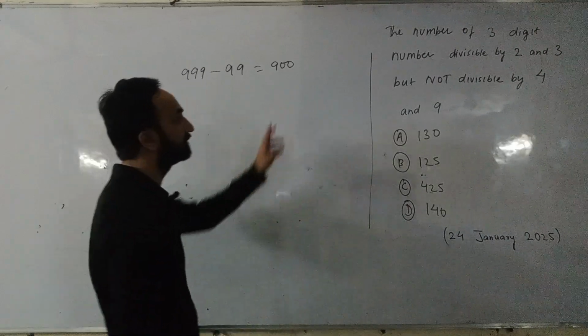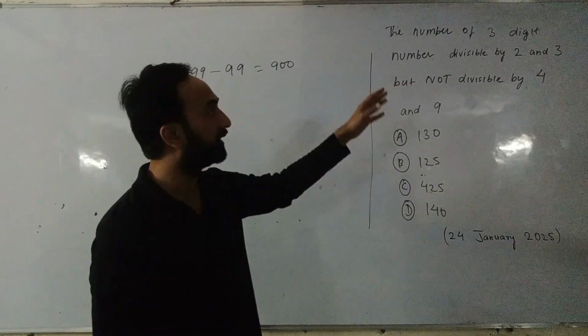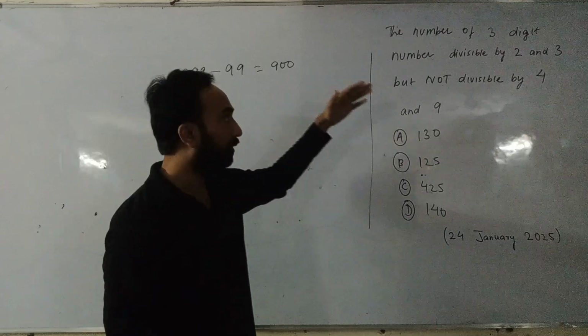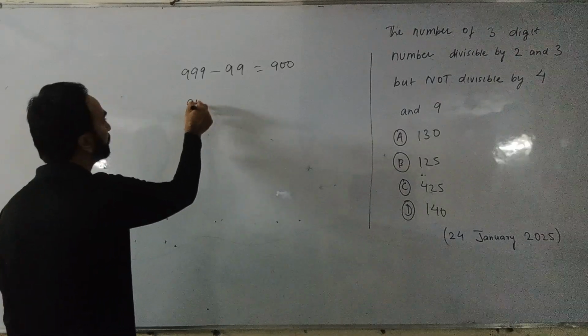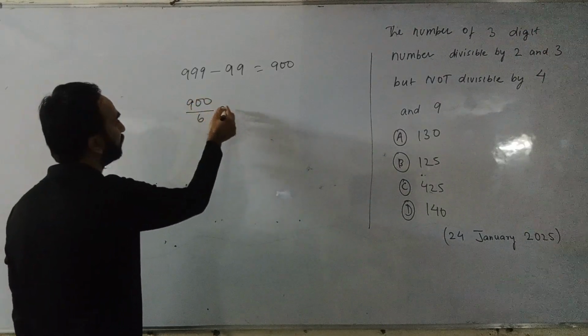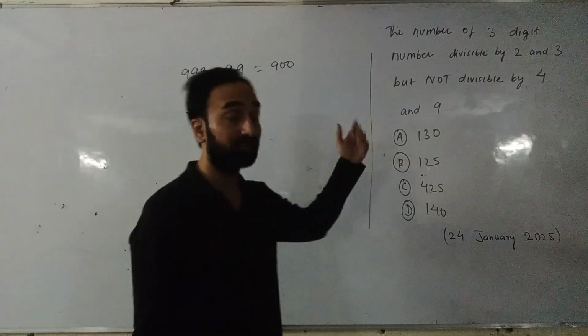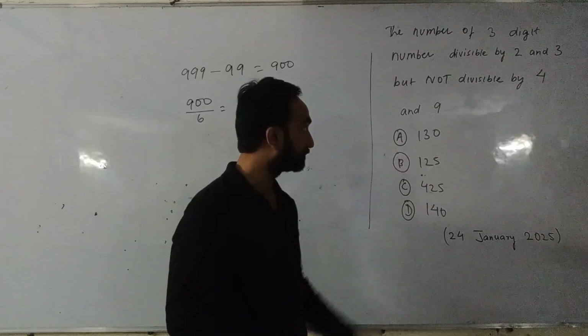Out of those 3-digit numbers, I have to find the numbers which are divisible by 2 and 3. So instead of finding the 2 and 3 divisibility separately, I will directly find the numbers that are divisible by 6, right? The easy way of doing this is to divide 900 by 6, and you will get the value 150. So there will be 150 3-digit numbers that are divisible by 2 and 3.